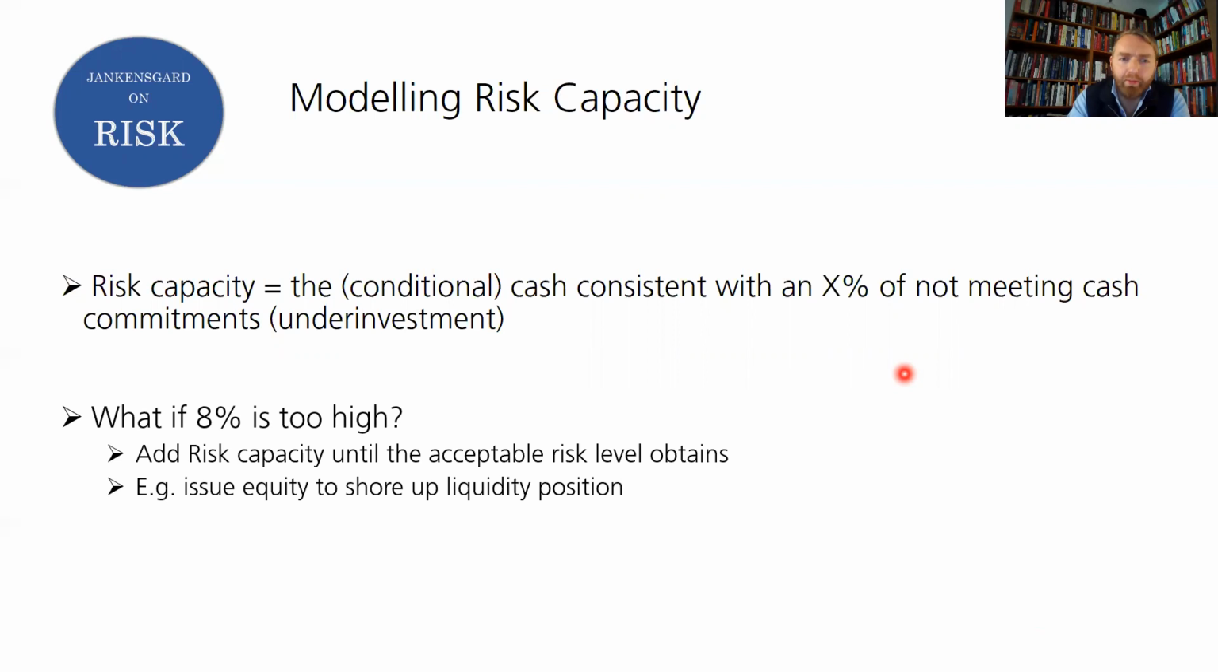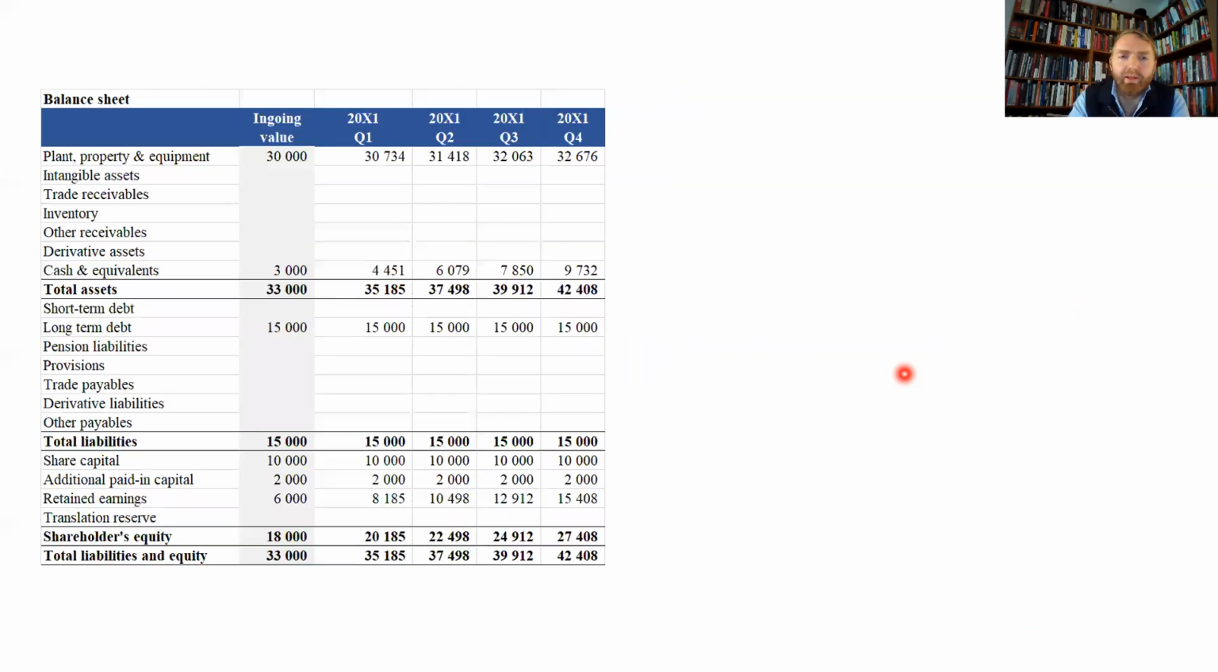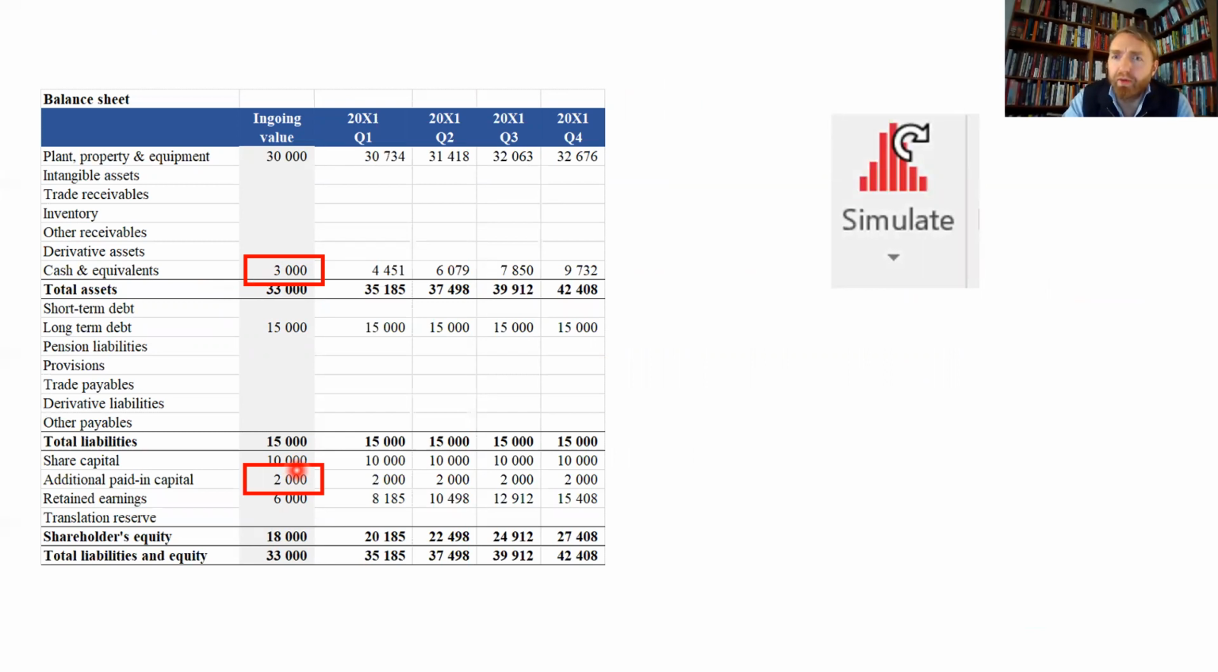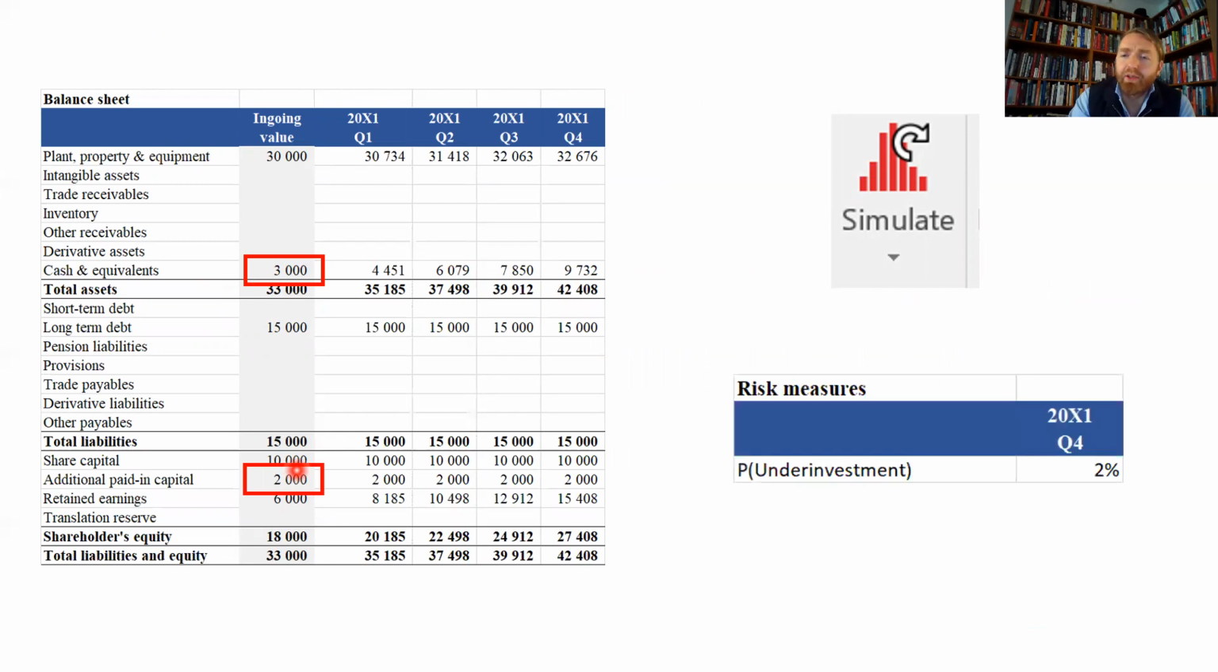So what if you, for example, issued some equity to shore up your liquidity position? You have larger buffers now, and you increase the distance to these threshold levels. So here you add to the cash position, and it's an equity financed one. So this is definitely strengthening your buffers, right? And we rerun the whole thing. We just change the configuration. We have more risk capacity. We simulate, and we find that okay, now we have a 2% probability of underinvestment, which is maybe something we can live with. But after all, adding risk capacity is expensive as well.